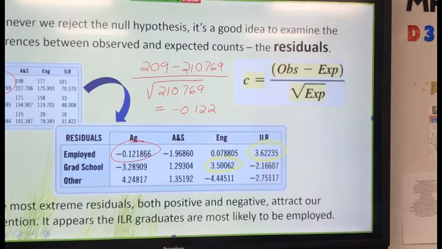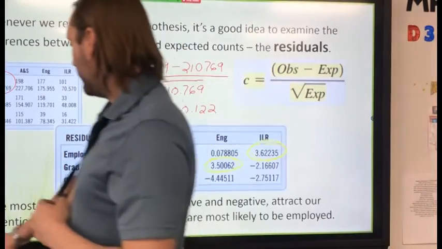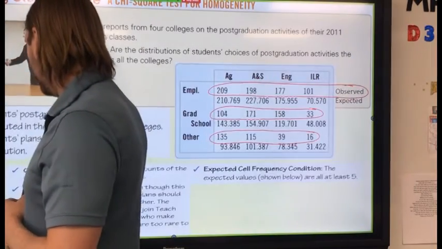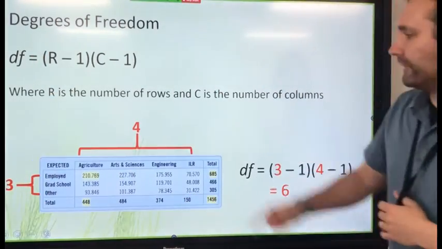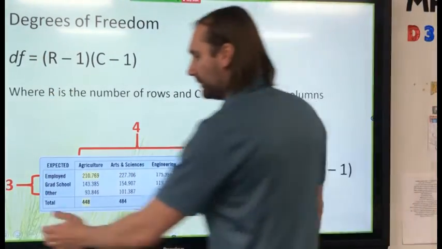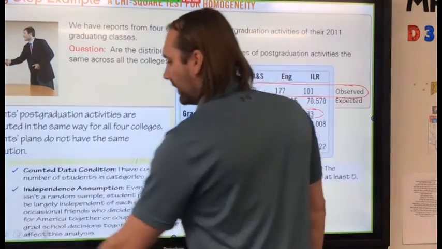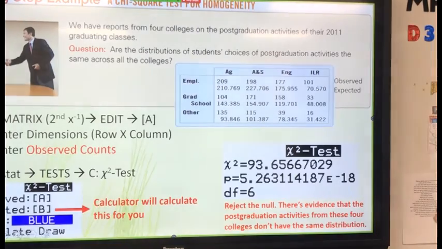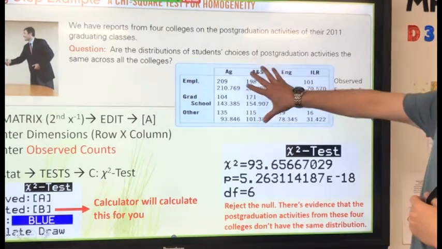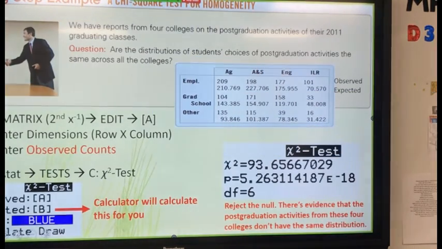All right. So that is the homogeneity test. Notice the two differences between the goodness of fit. We have a difference of degrees of freedom, how to calculate that, but have no fear, as we just saw the calculator will calculate it for you. And the big difference is we need to enter in our information into a matrix and not into that stat edit.